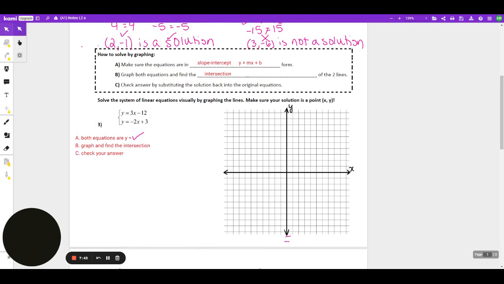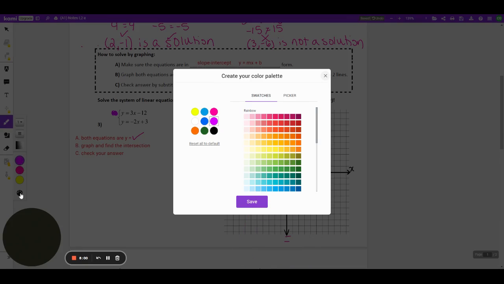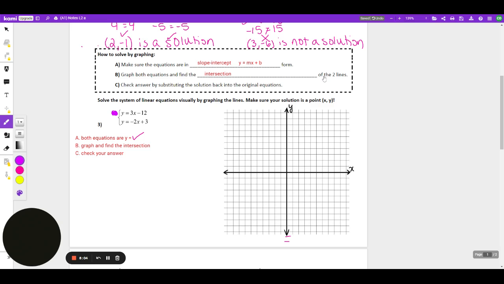So they gave me a y-intercept here of -12 for my first equation. Let me actually grab a different color here. I'm going to go ahead and graph this first line in purple, and then when I get there, I'm going to graph the second equation. Let's do orange, purple and orange. Okay.